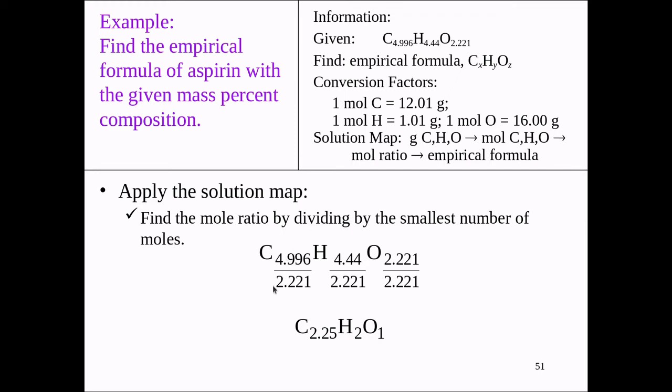Here, we get 2.25-ish. And that's just a little too large of a fraction to ignore. So we have to write down 2.25. And we're going to have to go to the next step, where we multiply all these subscripts by some value to make them whole numbers. It's a little tricky to think about what it would be sometimes.